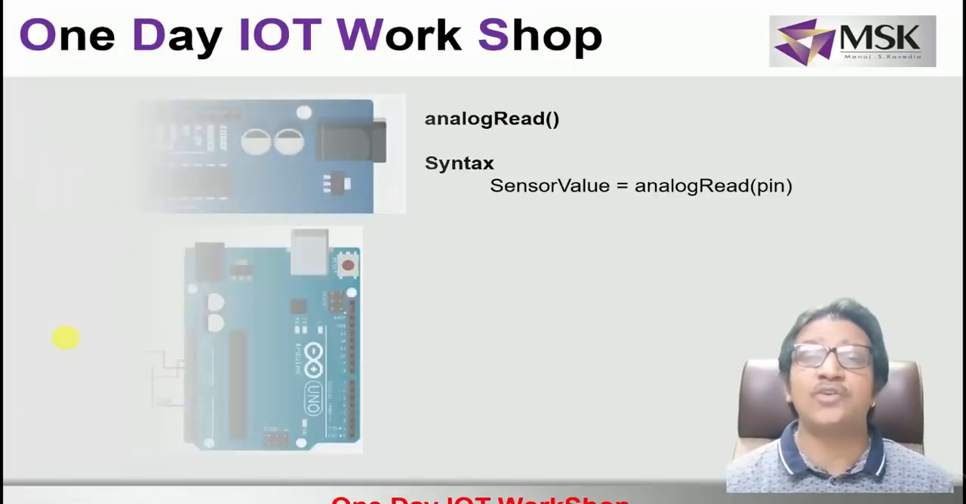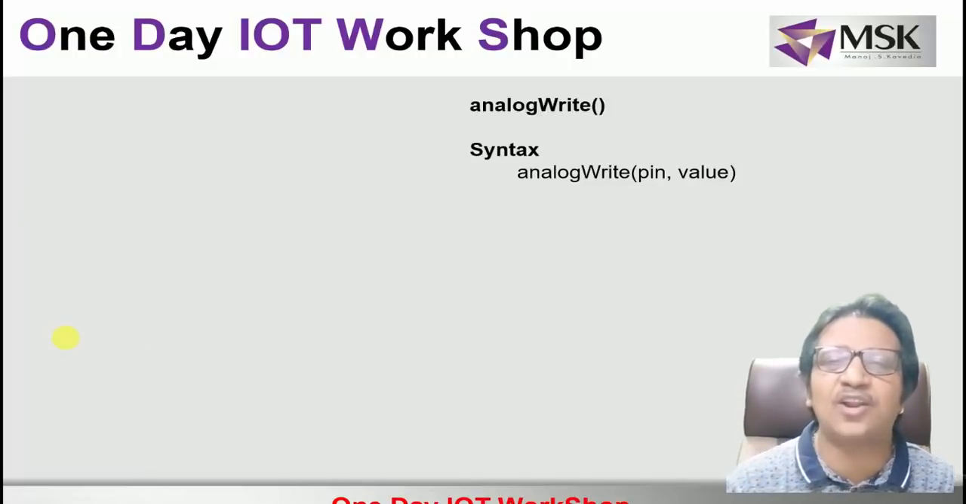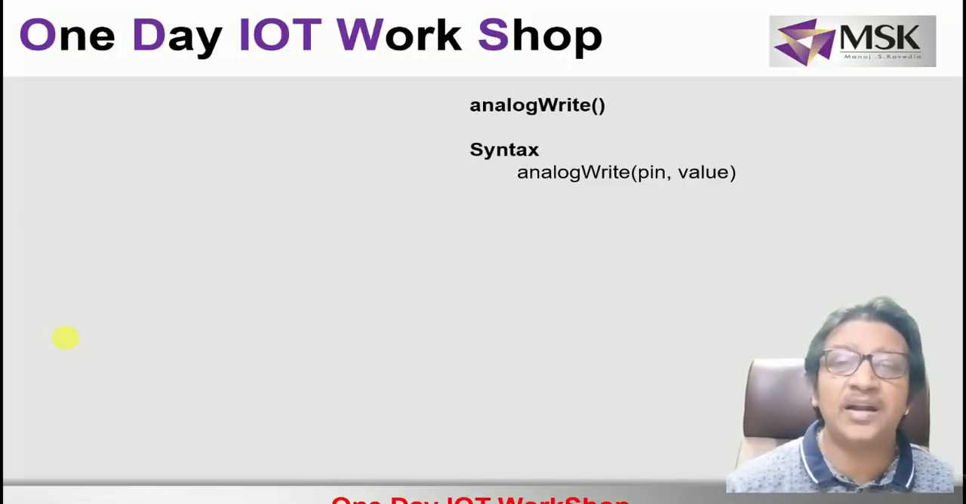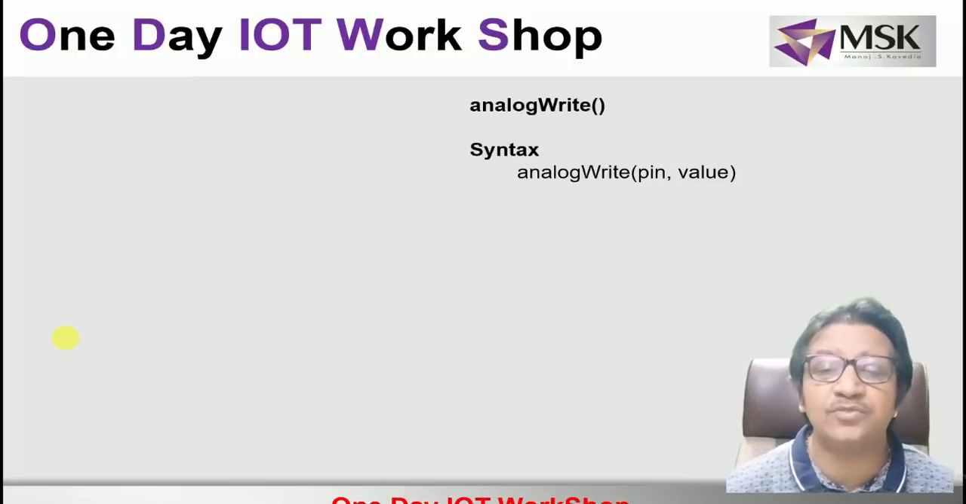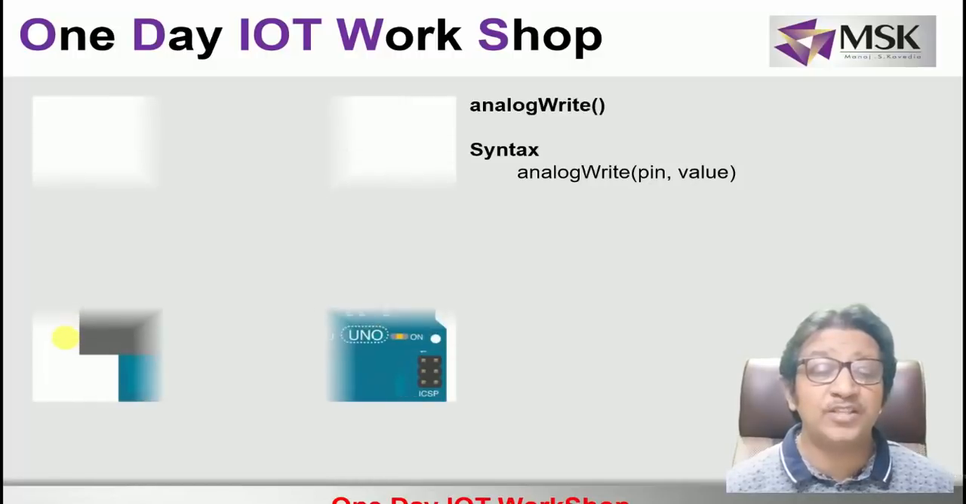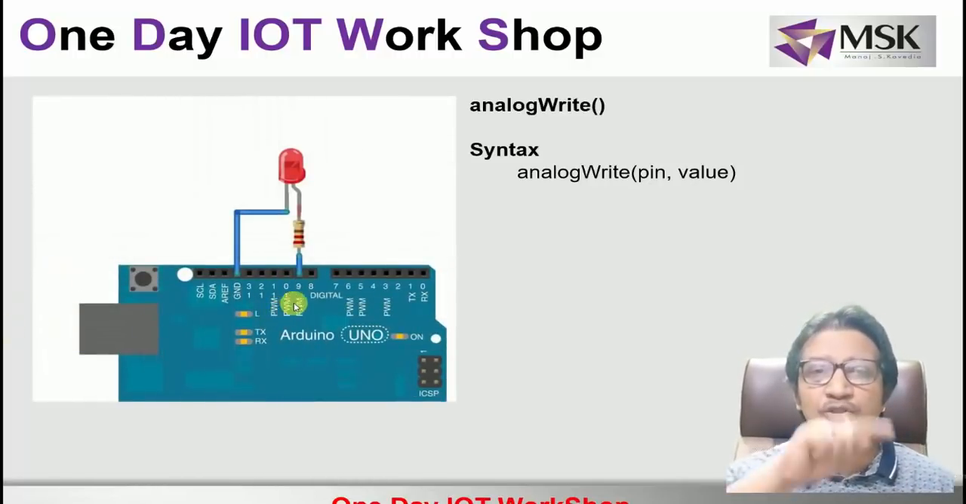Now the next function is analogWrite. For analogWrite, the first thing that comes to mind is: where is the analog pin? Sorry friends, there are no analog pins, but there are PWM pins, which stands for pulse width modulation. The pins marked with PWM or the tilde sign, I've told you about the tilde sign, those are PWM pins.